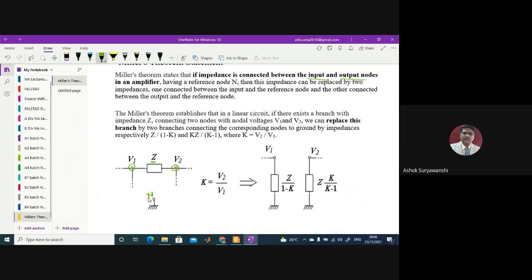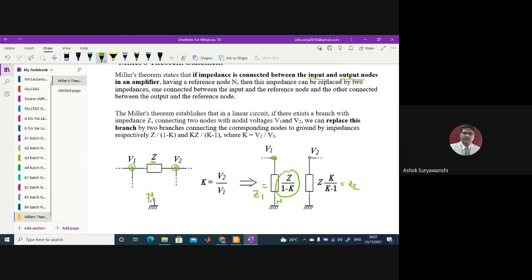One is called Z1, between the input and the reference node of that circuit, and Z1 is given by Z upon 1 minus K. Similarly, the other impedance is between the output and the reference node, which is called Z2, which is Z into K upon K minus 1.